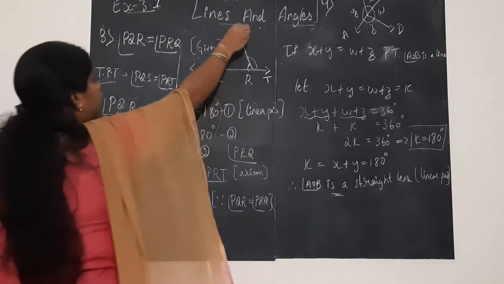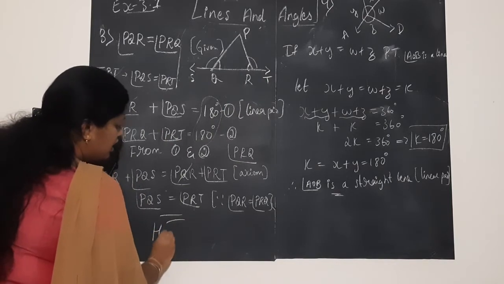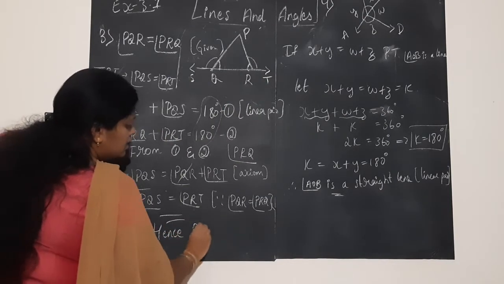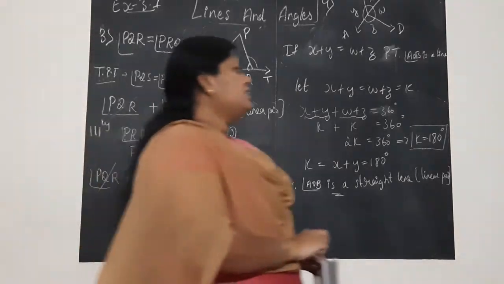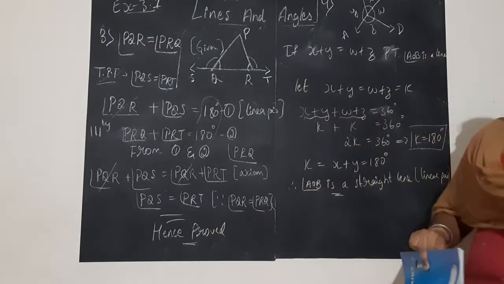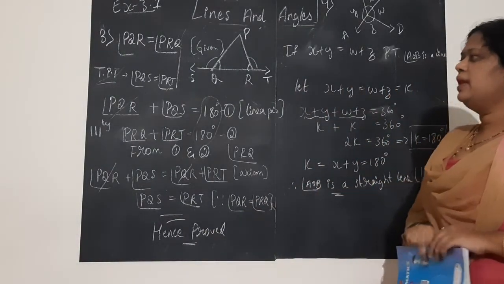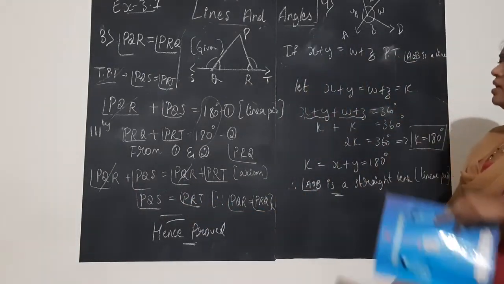What did I just prove? PQS is equal to PRT, which is the required proof. Hence, write your favorite statement, hence proved, at the end. In the test, simply don't scribble something. No, don't do that children. It is very simple. Apply the concept. Cancel PQR and you will get it. That is about the third.